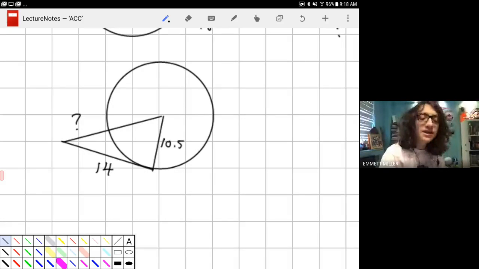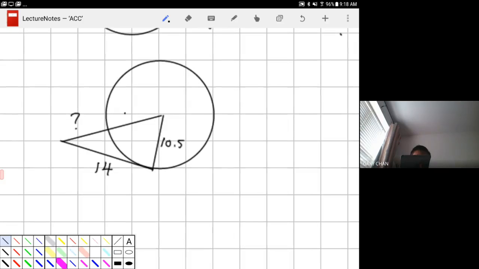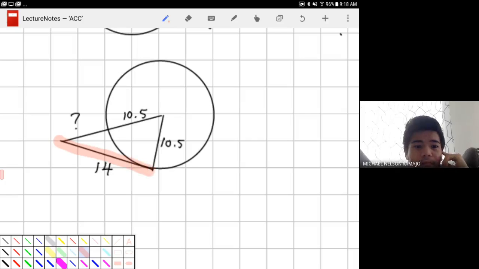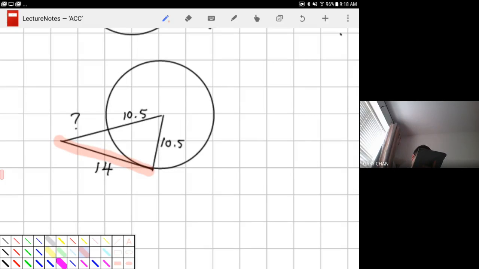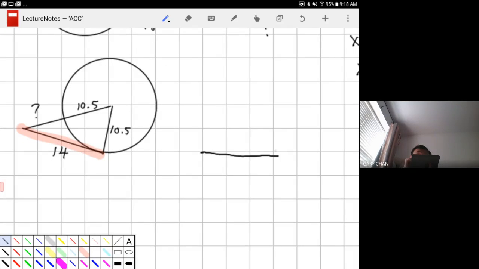And we know that part of that line is 10.5. I'm going to give you all a hint here. Again, it says that the line that appears to be tangent is tangent. Michael, is this line tangent to the circle? Yes, it is tangent. So what kind of angle is formed between 14 and 10.5? 90. It's got to be 90. So again, I'm dealing with a right triangle. The right triangle looks like this. This is 10.5. This is 14. And x.